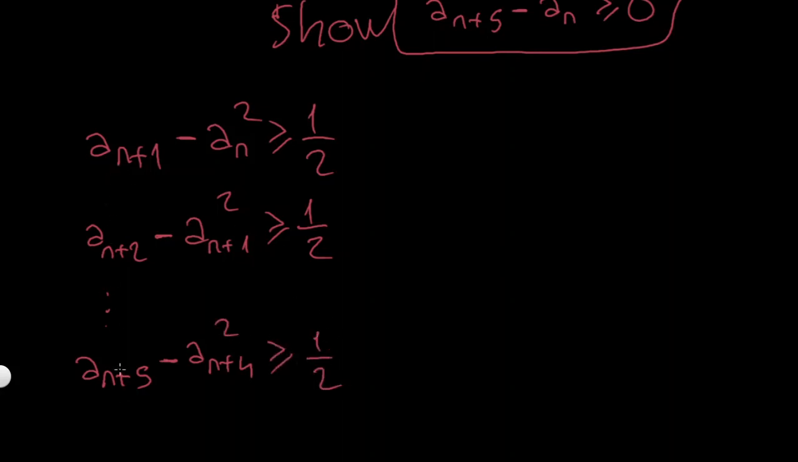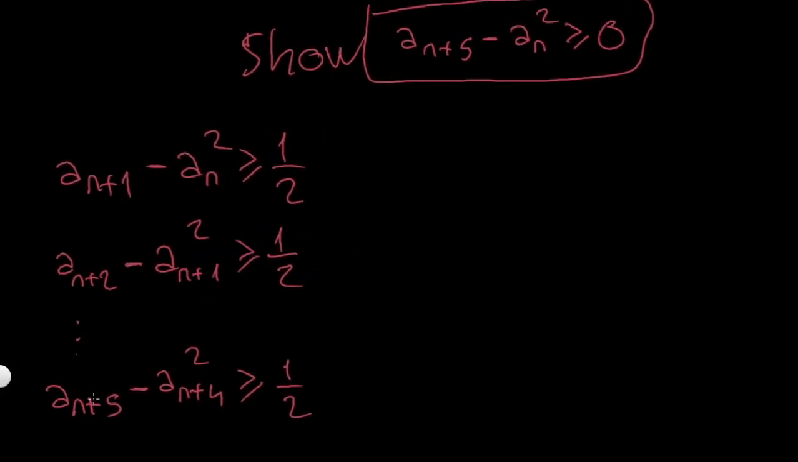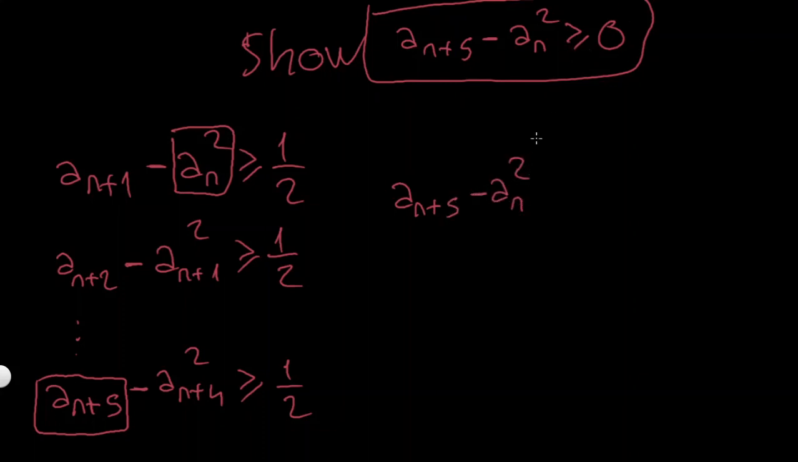So I expanded this thing 5 times. Because now if I just add everything up, I will have a_{n+5} and a_n squared. So I have this thing and this thing. So let's see. I'm throwing everything else to the right side. And so on the left side, I have a_{n+5} minus a_n squared, just like how I wished. In the end, I want to show this is greater or equal than 0.